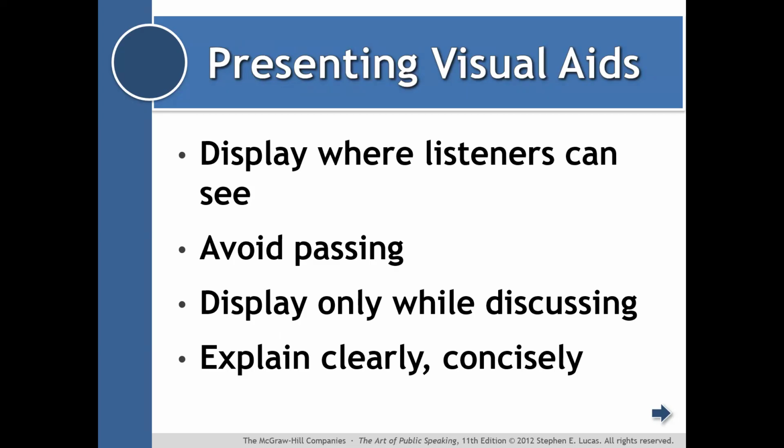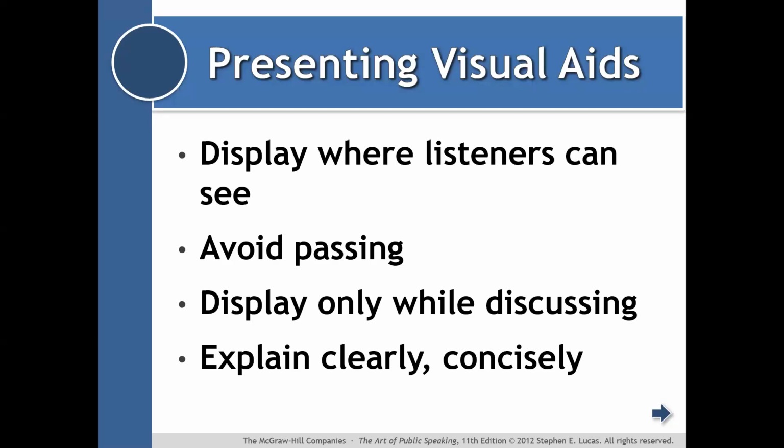Display only while discussing. So if I am talking about something later and I've got the visual aid up for a full minute or even a shorter time, my audience is wondering the whole time, what does that have to do with what they're saying? And again, they're looking for that connection. They're looking for patterns and connection. And so if it doesn't have anything to do with what you're saying, they're going to be confused. So make sure that you wait to show it and that you stop showing it when you're not discussing it.